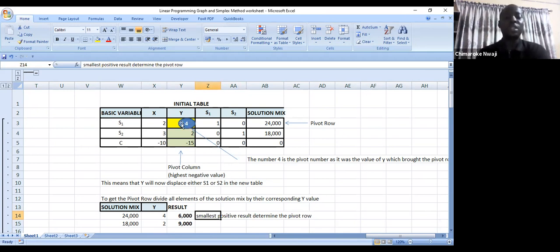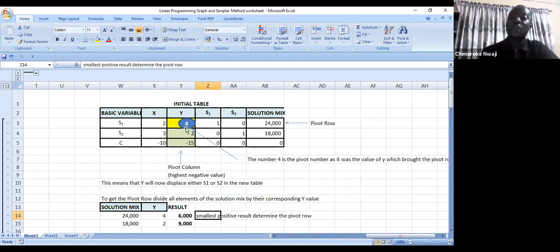And how did we find out it is S1 that is being replaced? It is the pivot row. And the junction between the pivot row and the pivot column is the pivot number. So this 4 was what helped us to achieve the smallest result. And so we circle it. That is your pivot number.